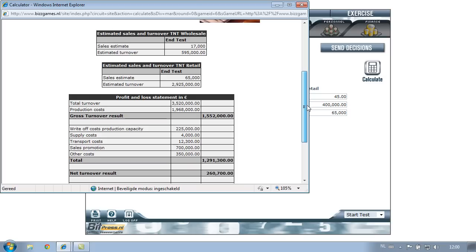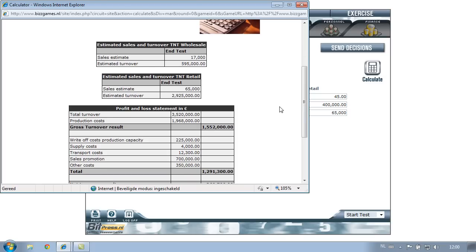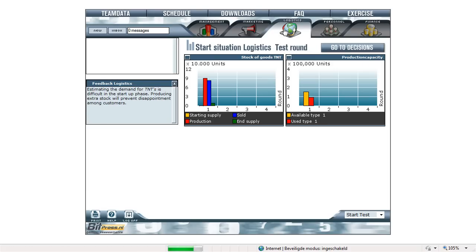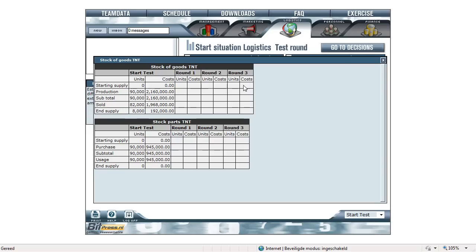Of course, our results are not only dependent on our own decisions and our sales estimate, but they are dependent on the decisions of our competitors and the development of the market itself. We can now send our decisions and go to the next department, which is logistics. Here we can have a look at our stock of goods and the stock of the parts we have.